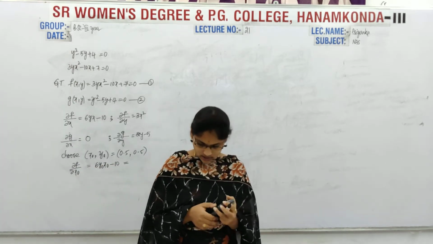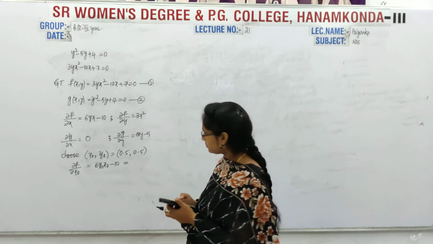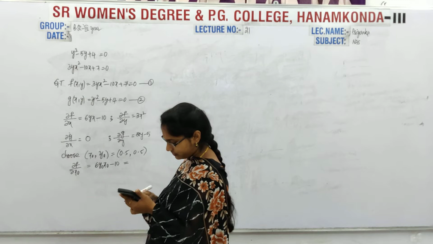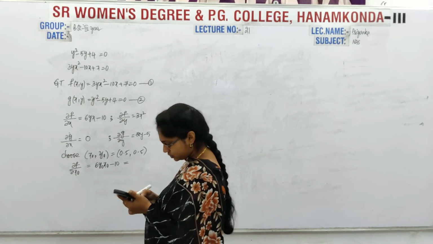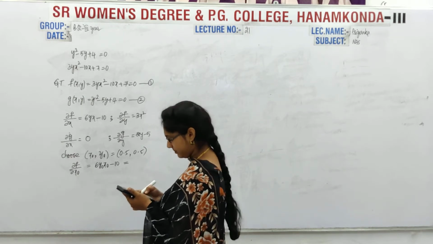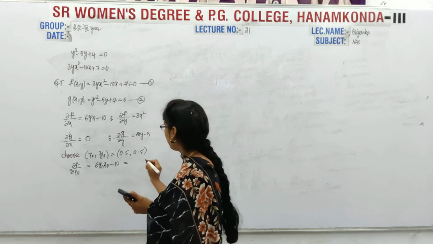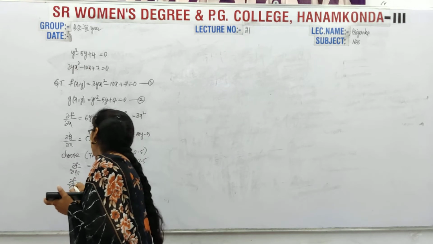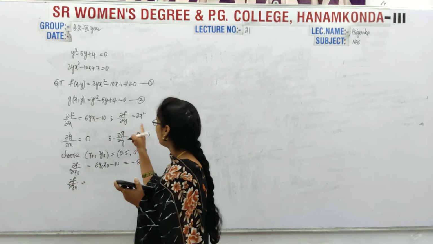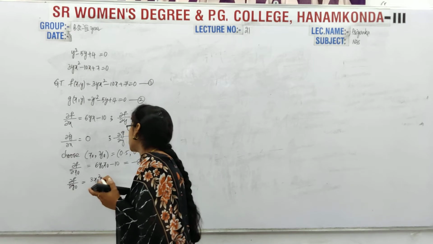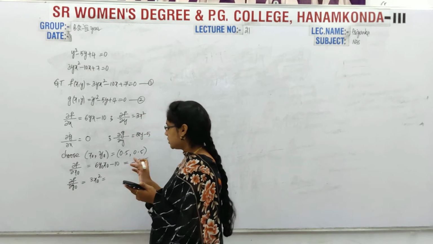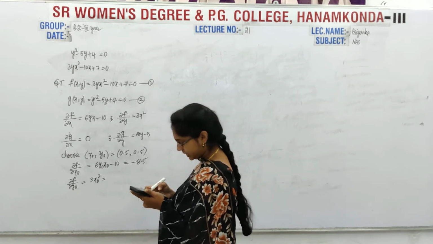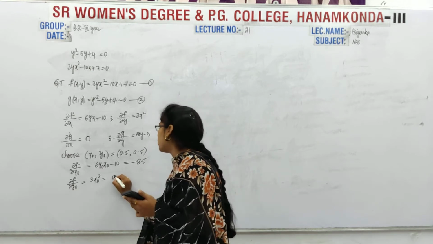Now I have my calculator. So now here, 6 into what is y naught? 0.5. Now 0.5 into 0.5 into 6 equals 1.5 minus 10 minus 8.5. Next, dou f by dou y naught. Dou f by dou y naught means 3 into x naught square. The x naught value is 0.5, whole square into 3, 0.75.